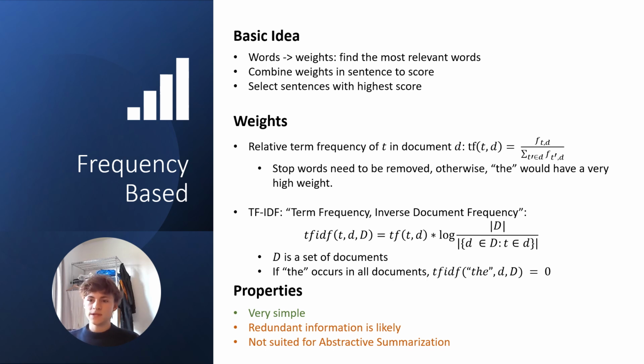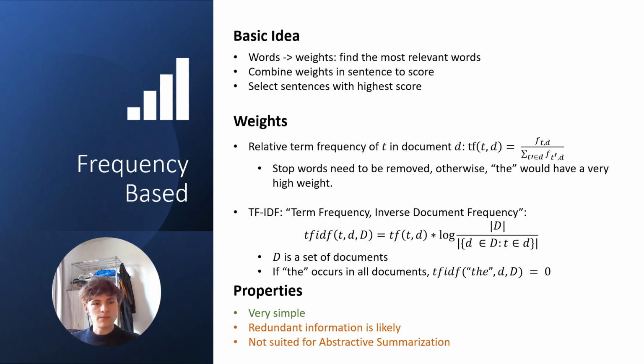For frequency-based methods, these weights are defined by some metric of frequency. The first one being relative frequency, which is simply the frequency of that word in the document divided by the total amount of words in that document. This metric is only useful when stop words are removed, because otherwise words like the will get very high weights.